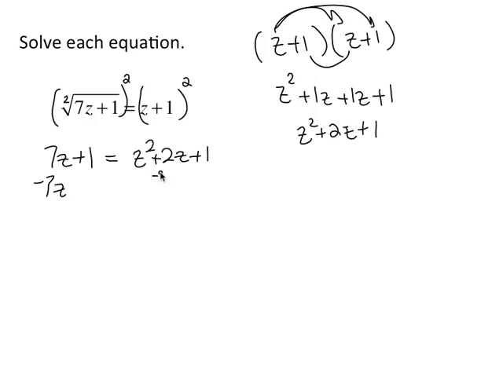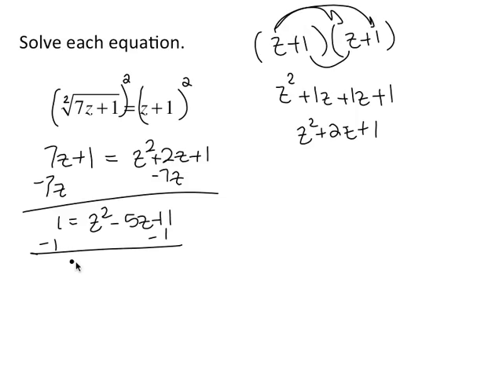And then we just have to solve for the variable. So I'm going to move the 7z to this side. So we get 1 is equal to z squared minus 5z plus 1. And then we're going to subtract 1. So we get z squared minus 5z is equal to 0. And then I'm going to factor out the z. So we get z times z minus 5 is equal to 0.